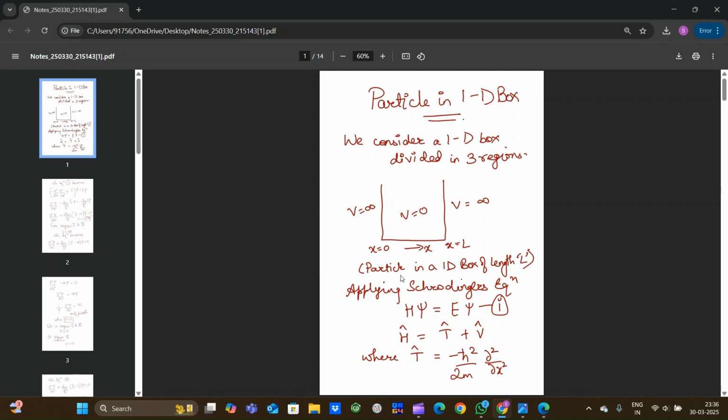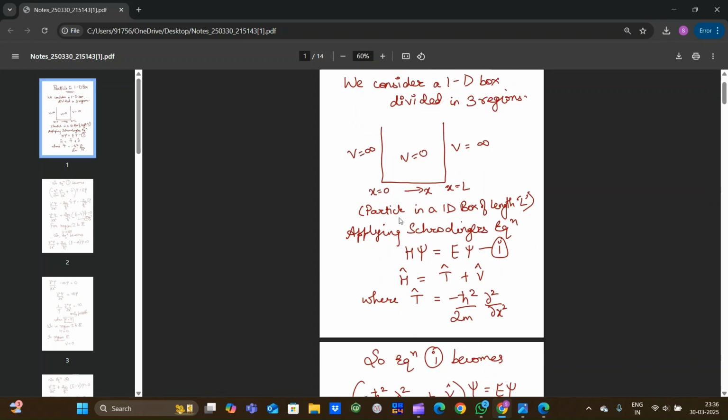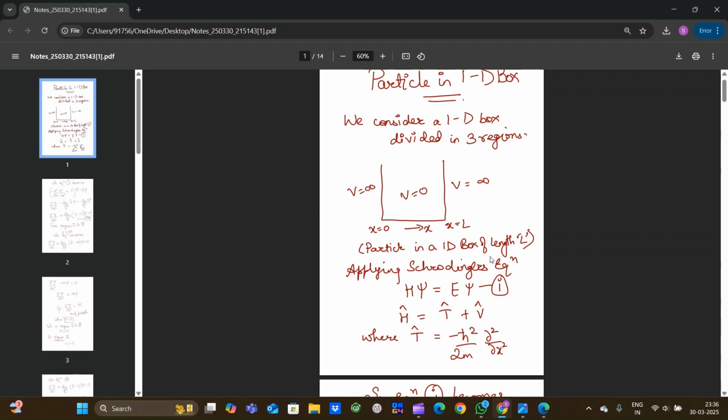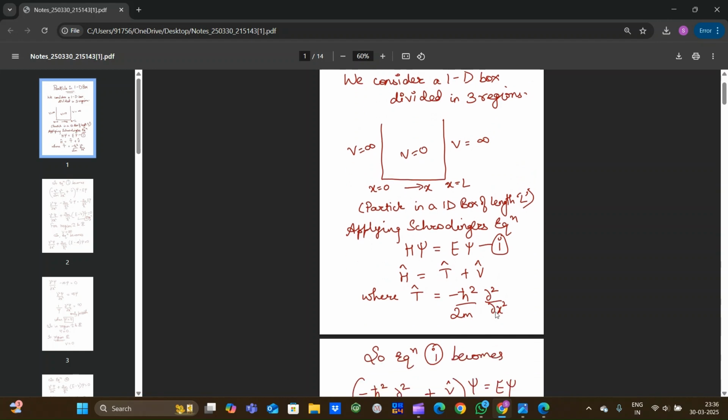So now let's do the mathematical part. Particle in a 1D box of length L. Now let's apply the Schrodinger's equation. H psi is equal to E psi, and we know that H is the Hamiltonian operator, which is equal to the kinetic energy operator plus the potential energy operator, and the kinetic energy operator is equal to minus h bar square upon 2m del square by del x square. Now since we are taking only 1D, that's why we have taken here del square by del x square.